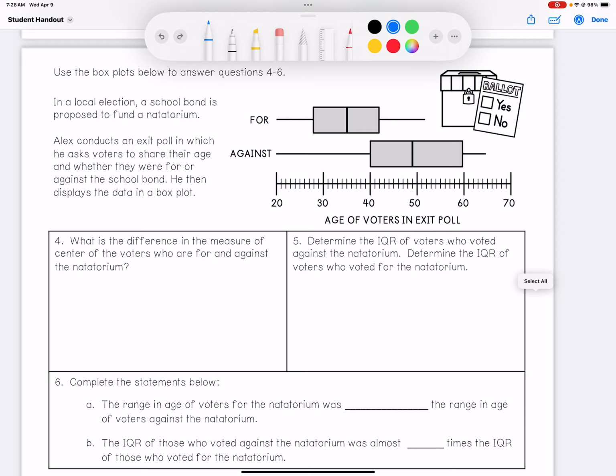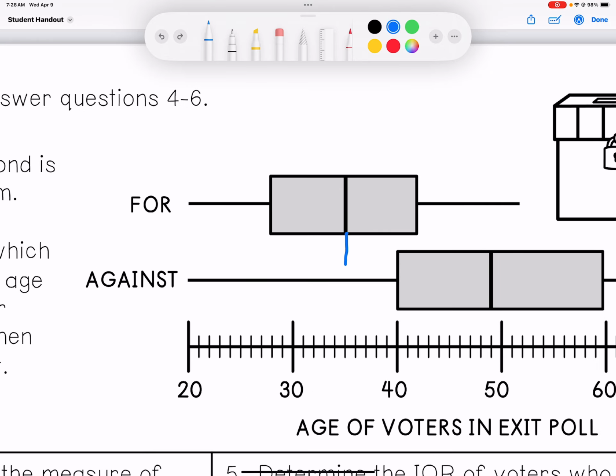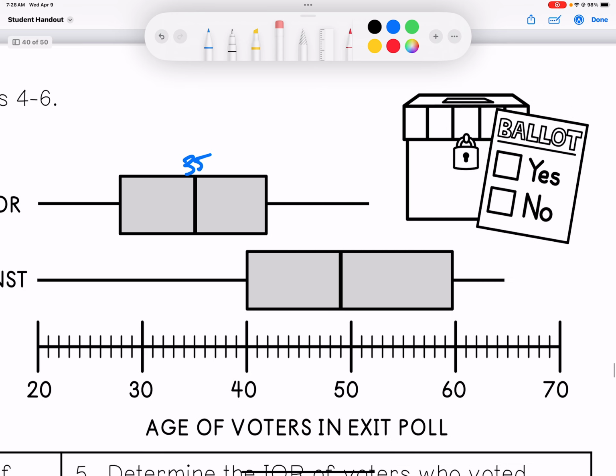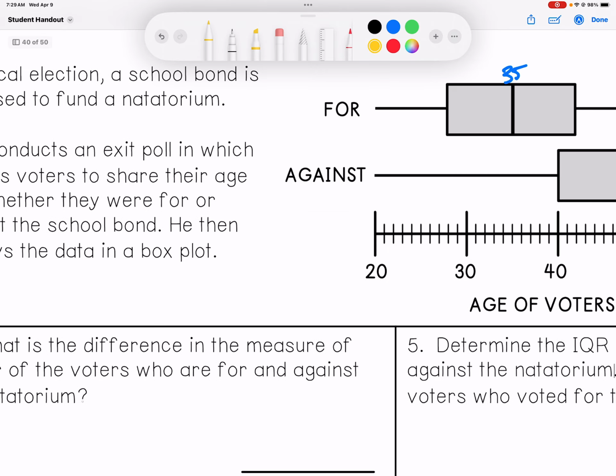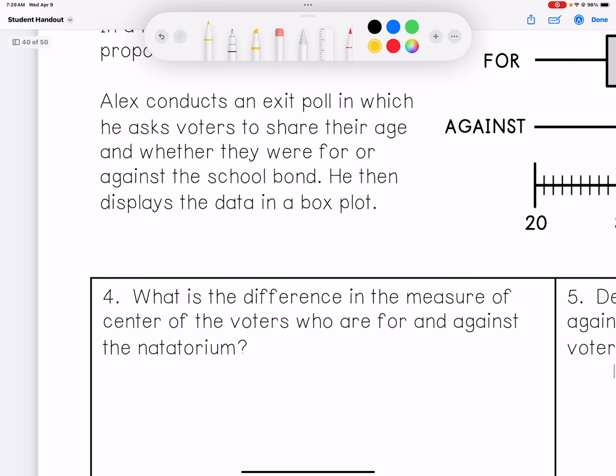The median, okay? So what is the median of for? Just go straight down. That looks to be 31, 32, 33, 34, 35. Okay, so you can write that there, 35. And over here on the other one, it is right there, which is 49. So what is the difference in the median of each one? The for is 35 and against is 49. So the difference is 14.